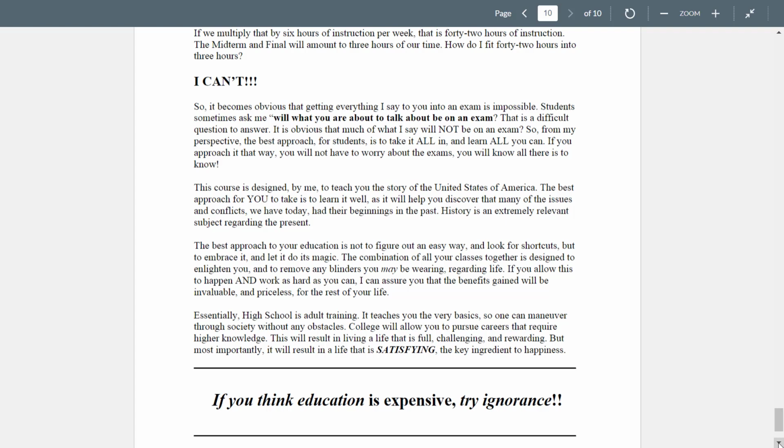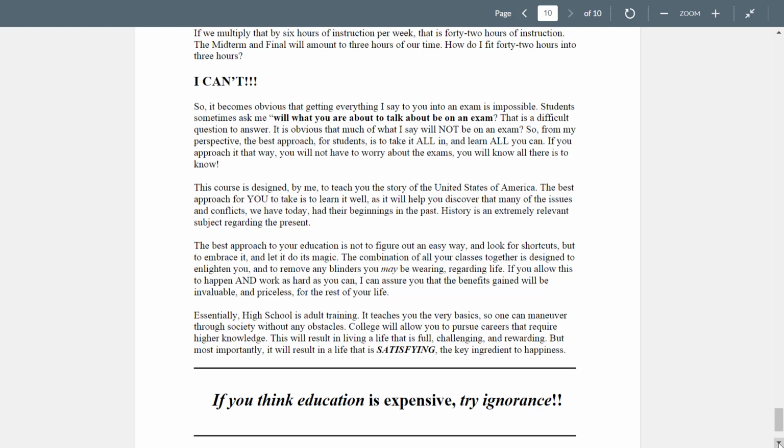The combination of all your classes together is designed to enlighten you, to remove any blinders you may be wearing regarding life. Open your periphery up. Realize that people have different opinions than you. It's okay. It's a free country. You don't have to be so judgmental and opinionated when you open up your mind a little bit and see that a free country means that anybody can state whatever they want as long as they don't hurt anybody or break the law. They have the right to their opinion, and so do you. Hopefully that's part of the enlightenment process that an education will do for you. If you allow this to happen and work as hard as you can, I can assure you that the benefits will be invaluable and priceless for the rest of your life.